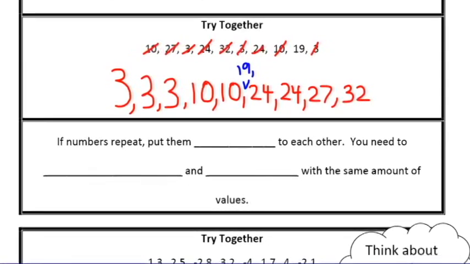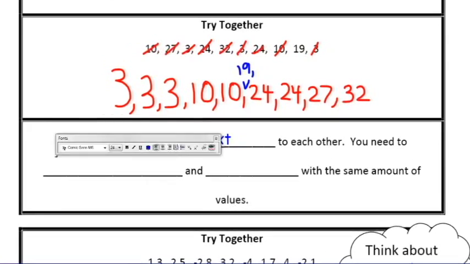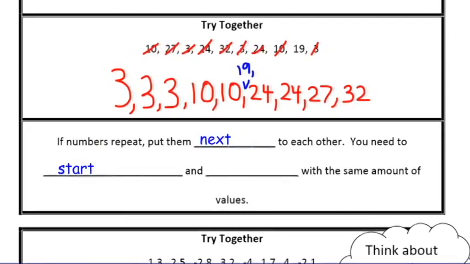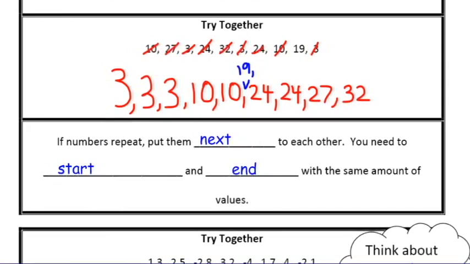So to put these tips, now that we saw how important they can be, into writing: if numbers repeat, put them next to one another. You need to start and end with the same number of values. We're not adding them, we're not calculating anything, we're just reorganizing them. So if I start with 10, I need to end with 10. Counting like that avoids the error that I just showed you here.